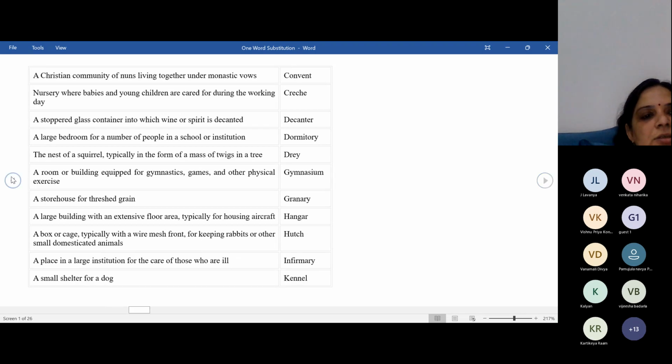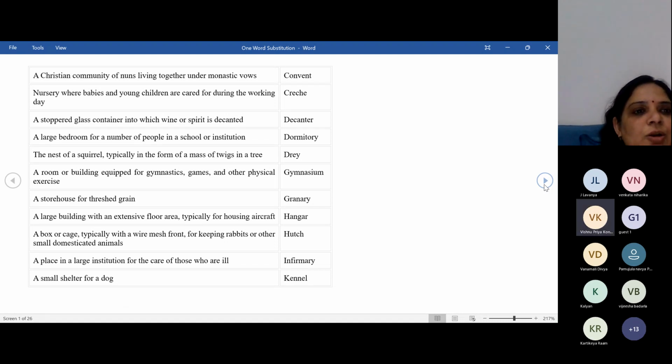A person who studies plants is called a botanist. I'm just asking, I've seen these questions in your papers. A person who studies plants, a botanist, yes. A person who studies animals is a zoologist.